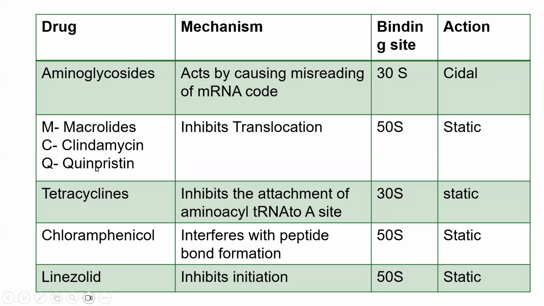Macrolides, clindamycin, quinupristin all inhibit translocation of the peptide bond, by binding to 50S. Tetracycline inhibits the attachment of amino acid tRNA to the A site. So 30S, static. Chloramphenicol interferes with the peptide bond formation, so it binds to 50S. Linezolid inhibits initiation by binding to 50S. Even if you don't know the exact step, at least write that these drugs act by inhibiting protein synthesis.